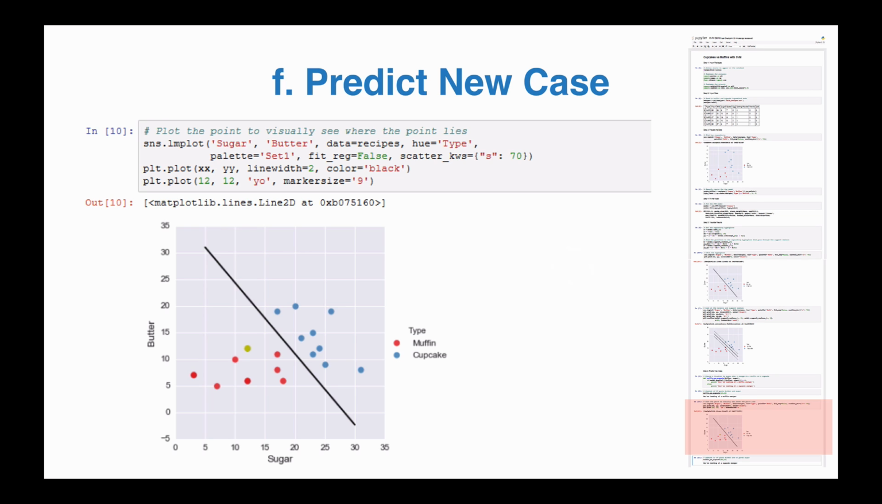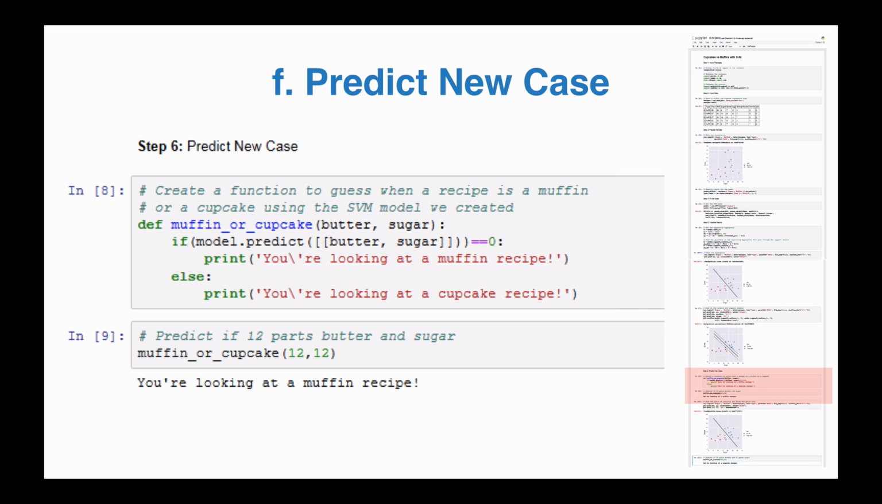What I've done here is I've plotted one additional point, that yellow point right there, and that's a new recipe. Visually, you can tell that that recipe is supposed to be a muffin because it's with all the red dots. But we want our model to predict that automatically. So let's see if our model can do that.